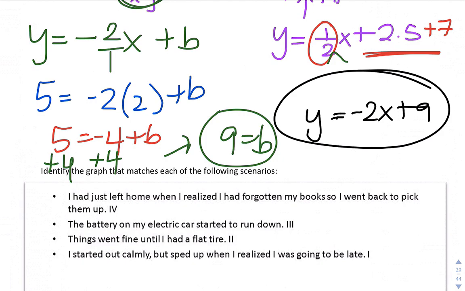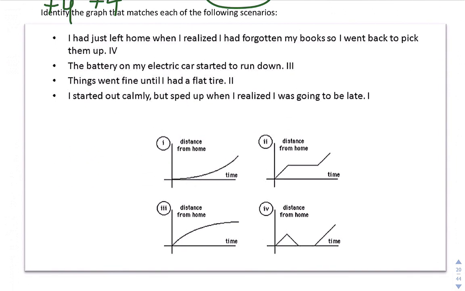Okay, so then it just says identify the graph with the following situations. So you'll match these up. I had just left home and I realized I forgot my books, so I went back to pick them up. Oh, and it has the answers right on there, I guess. That's what that 4 is. That's funny that it has the answers on there.